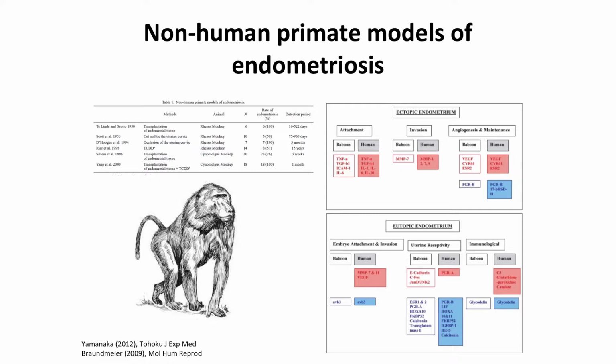This table is just showing the similarities when the baboon ectopic endometrium is compared to the human, and a lot of the same factors are implicated in the different stages of lesion attachment and progression.